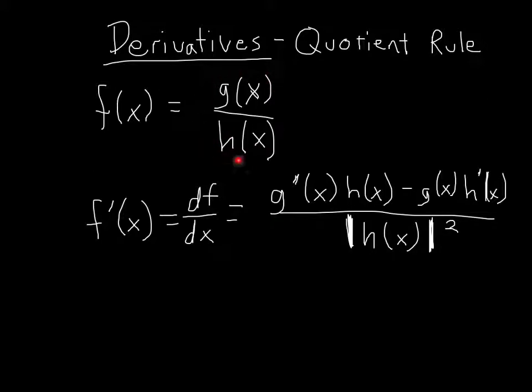To take the derivative of a fraction, of a numerator over a denominator, we have our notation f prime of x. This means derivative of the function f with respect to x is going to be equal to g prime of x. That means the derivative of the numerator, this top function, times the bottom function, the denominator, the h of x, minus the top function, the numerator g of x, times the derivative of the denominator, all divided by the denominator h of x squared.